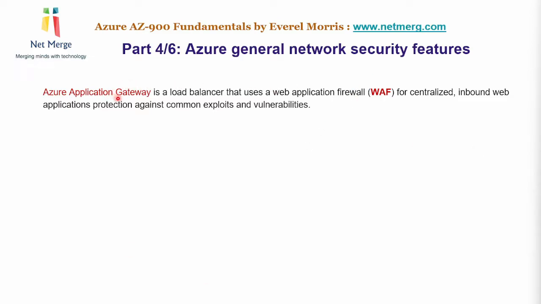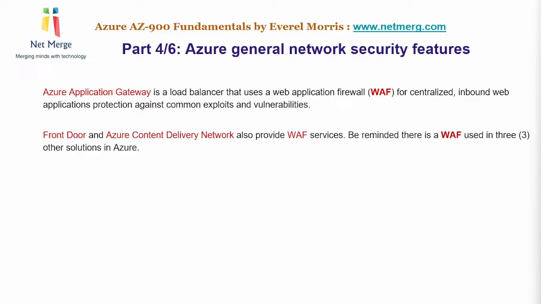Now let's look at the application gateway, which is a load balancer, and it's also a web application firewall at layer 7, at the browser level, at the HTTP level. You get that type of protection as well. So it's a different type of firewall. Now, Azure Front Door and Azure Content Delivery Network also provide web application firewall services. So be reminded that there is a web application firewall using three other solutions in Azure.